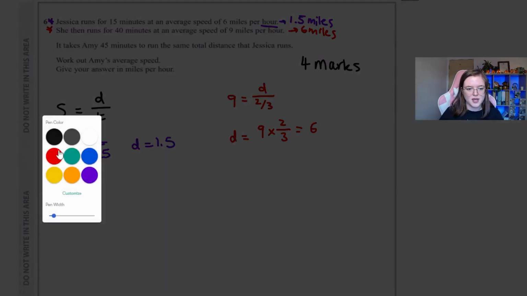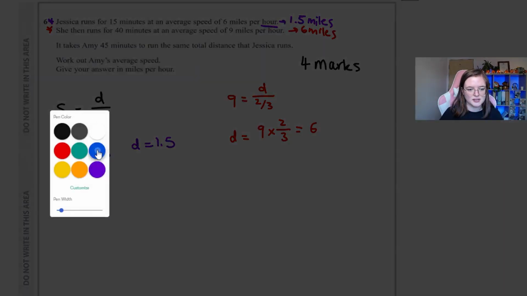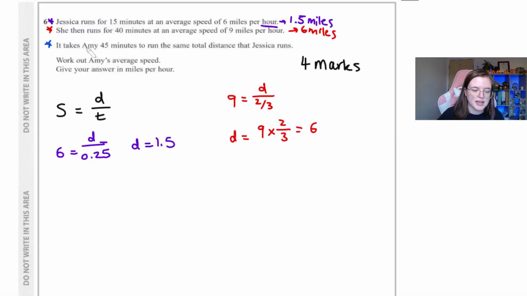Okay. And then, let me get that in blue. It takes Amy 45 minutes to run the same total distance that Jessica runs. Okay, so we don't know the speed. That's what we're trying to work out. So we then know distance is the same as Jessica runs. So Jessica has run for 6 miles and 1.5 miles. Therefore, that's 7.5 miles. 7.5.